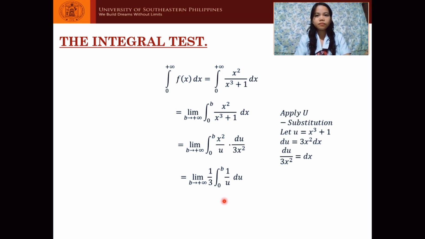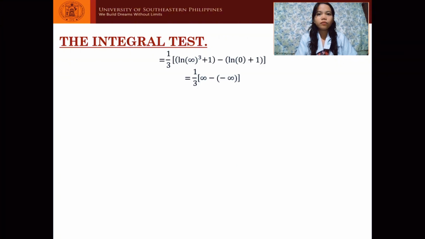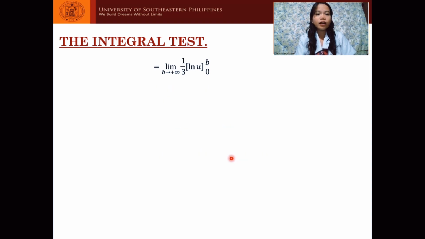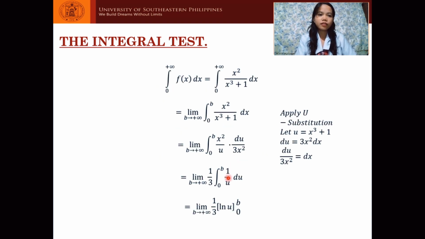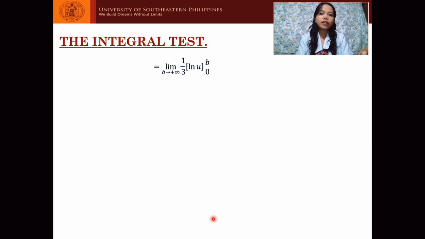The reason we have 1/3 here is that we have to take out the constant, which comes from 1 over 3x squared. The x squared over x squared is 1, and then we still have the 1/3 and 1 over u. So we can factor out the constant to make it easier. The integral of 1 over u is the natural log of u. So it is now equal to the limit as b approaches positive infinity of 1/3 multiplied by the natural log of u, from 0 to b.